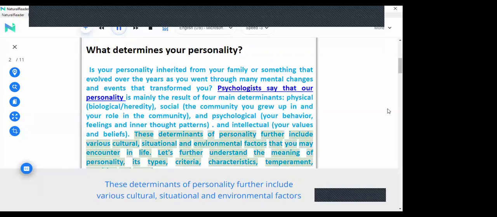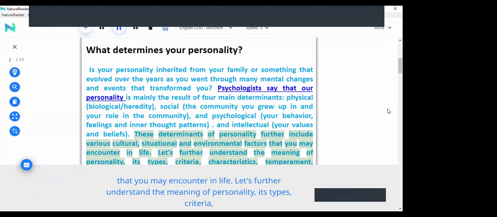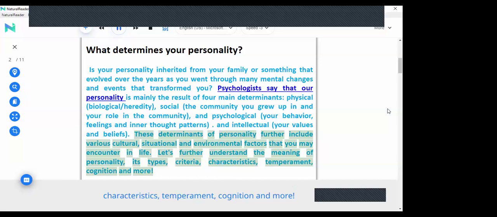These determinants of personality further include various cultural, situational, and environmental factors that you may encounter in life. Let's further understand the meaning of personality, its types, criteria, characteristics, temperament, cognition, and more.